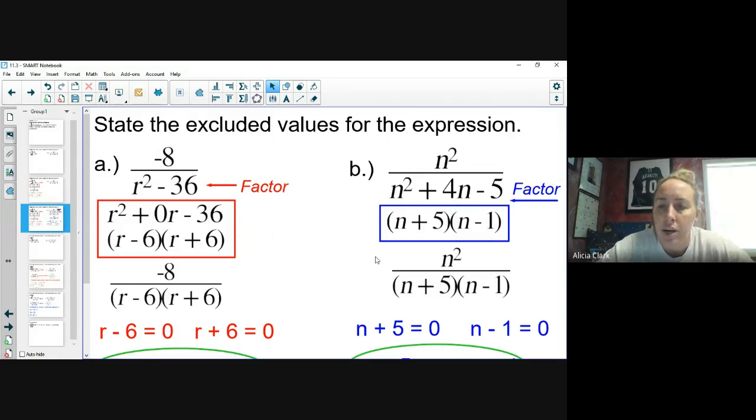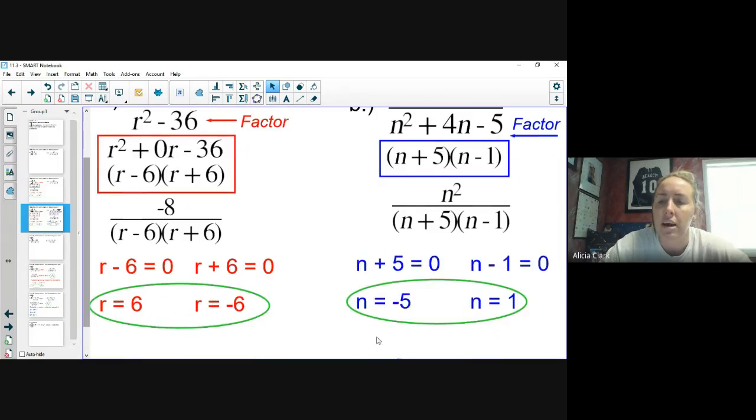So I've got n squared over this new denominator now, which is what I've written right here, n plus 5 times n minus 1. So each one of these things represents an excluded value. So I'm going to set each one of these equal to 0, n plus 5 equals 0, and n minus 1 equals 0, and then I'm going to solve those. So my excluded values would end up being negative 5 and positive 1.